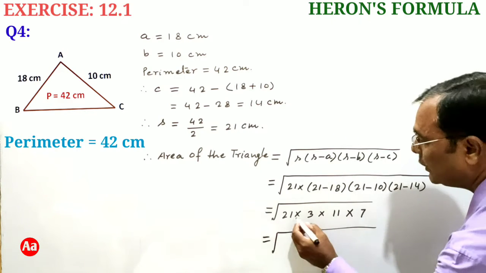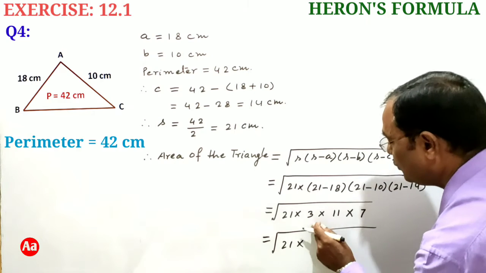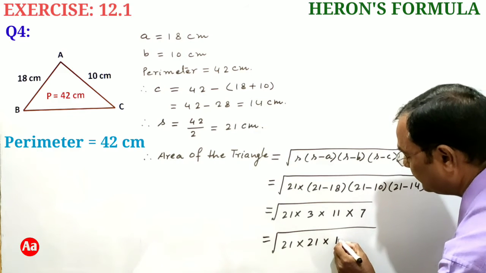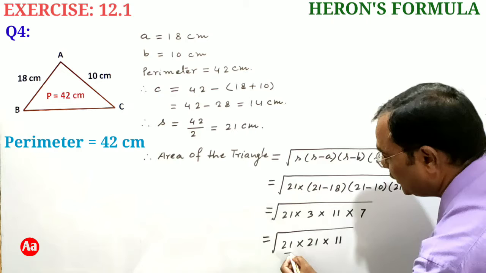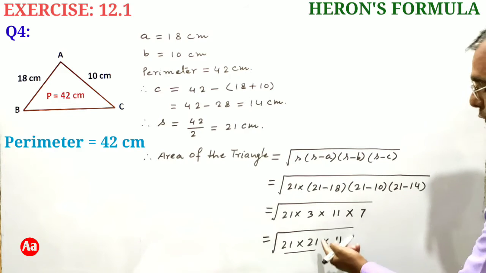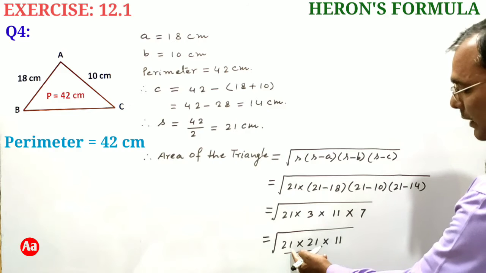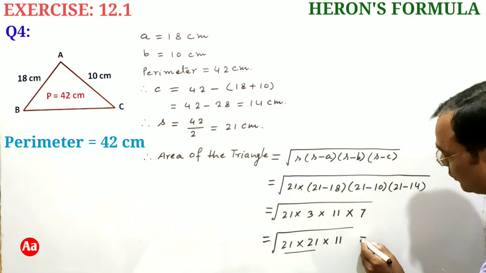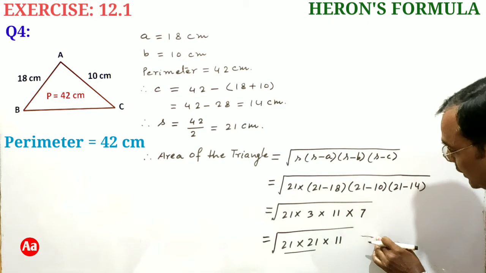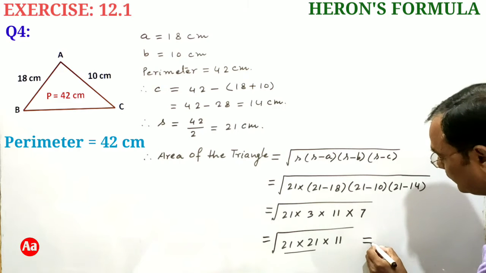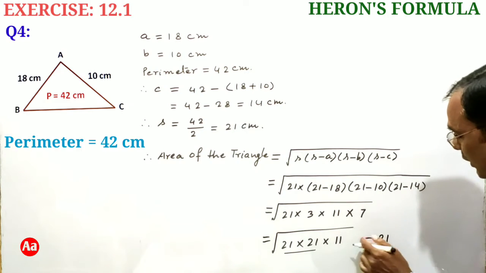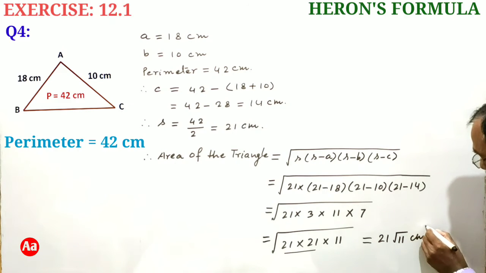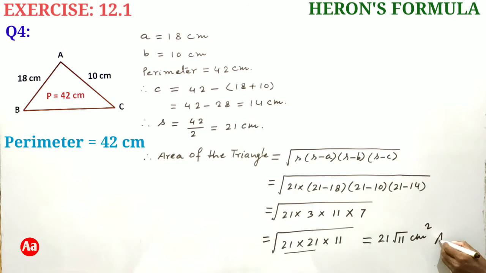under root 21 into 3 into 7, 21 into 11. 21 into 21, 441, or we can say 21 into 21 is a perfect square. So its square root is 21. So this is 21 under root 11 centimeter square, and this is the answer.